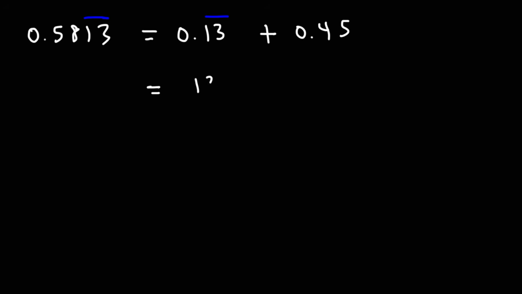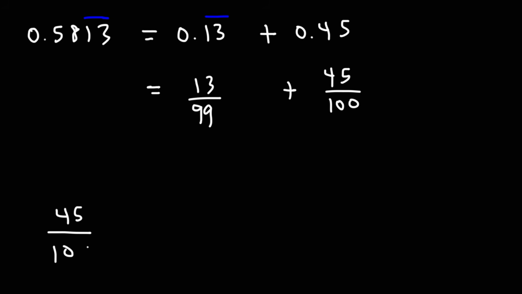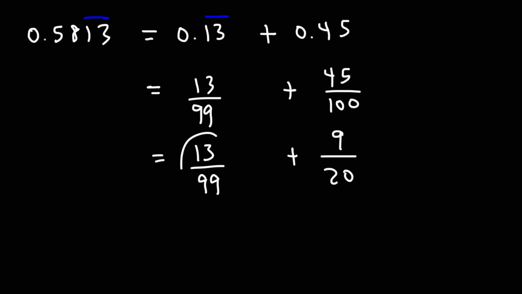0.13 repeating, that's going to be 13 over 99. 0.45 is 45 over 100. Now we need to get common denominators. It's better if we simplify this fraction first before getting common denominators, so we can deal with smaller numbers. 45 is 5 times 9. 100 is 5 times 20. So we can reduce 45 over 100 to 9 over 20. We can't reduce the other fraction, so we're just going to have to work with what we have now.